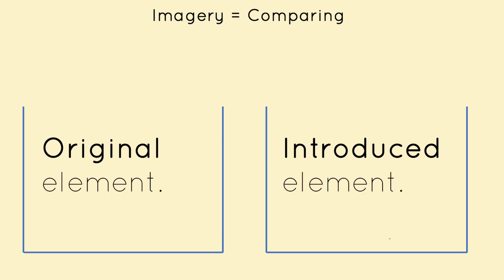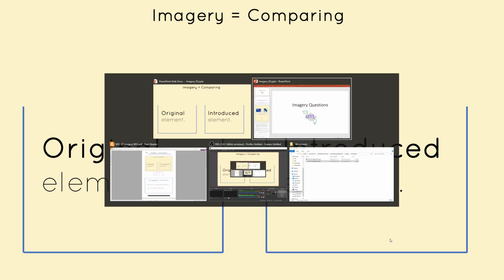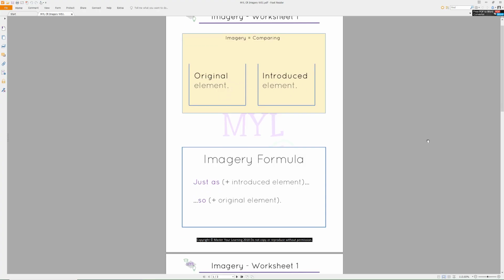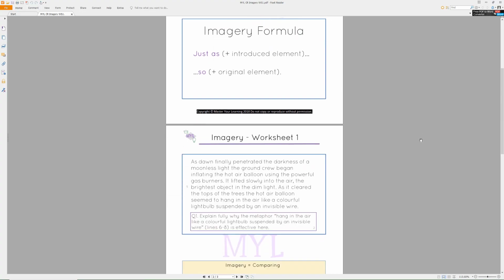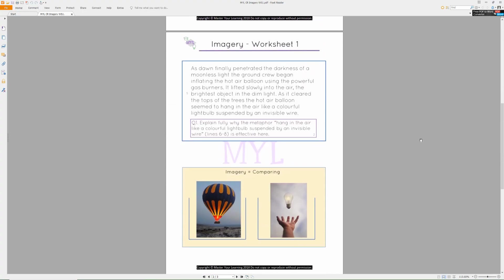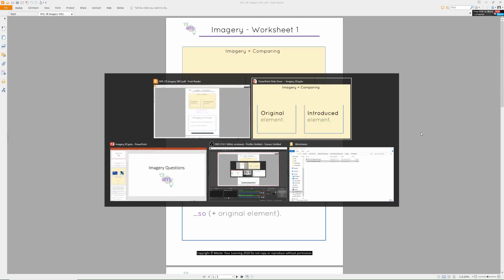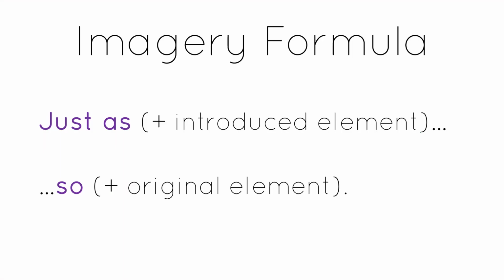However, if you need to, I've taken the core elements of this video and I've put it into a worksheet here, Imagery Worksheet 1. So you could print that out for yourself or download it, and you've got the idea of the 2 boxes, you've got the imagery formula, and you've got the worked example there. Okay, so that will help keep you right when you go to answer those questions.